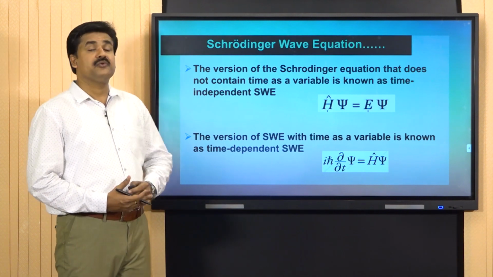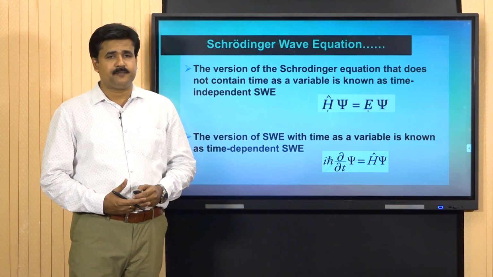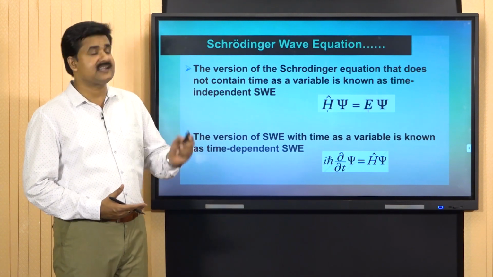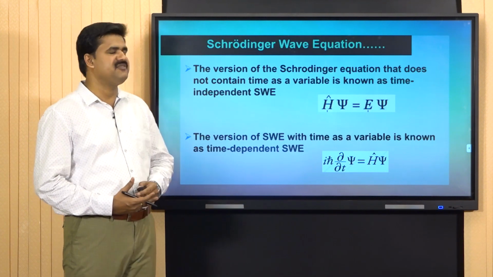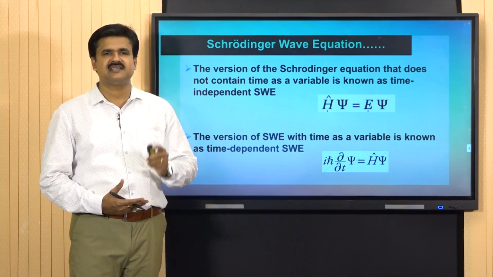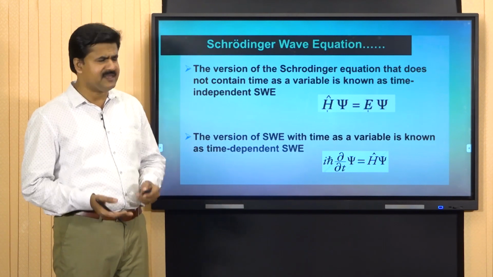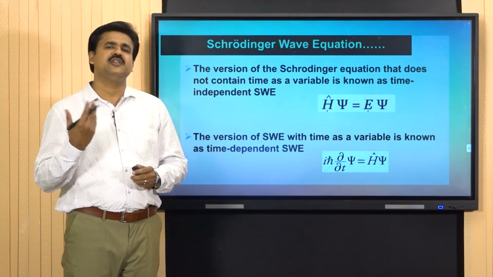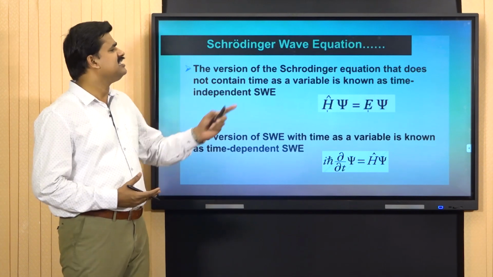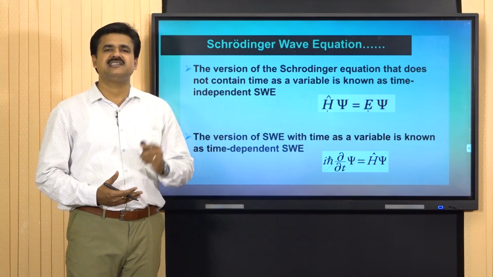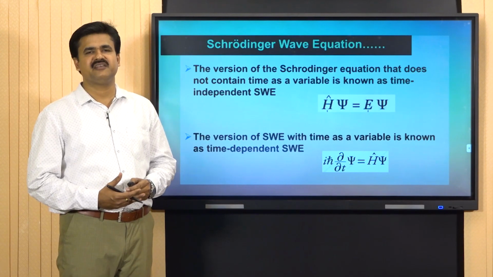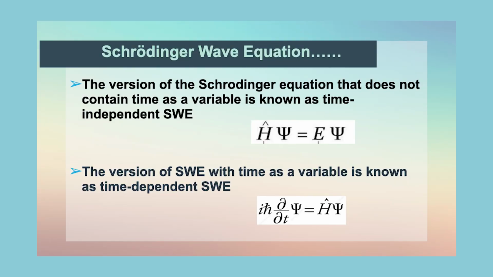The version of the Schrodinger wave equation that does not contain time as a variable is known as time-independent Schrodinger wave equation. Simply means this form contains no time variable. This is the representation of the time-independent Schrodinger wave equation. That is, Hamiltonian psi is equal to energy into psi.